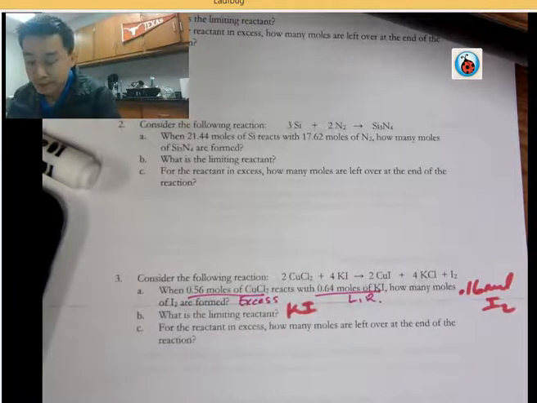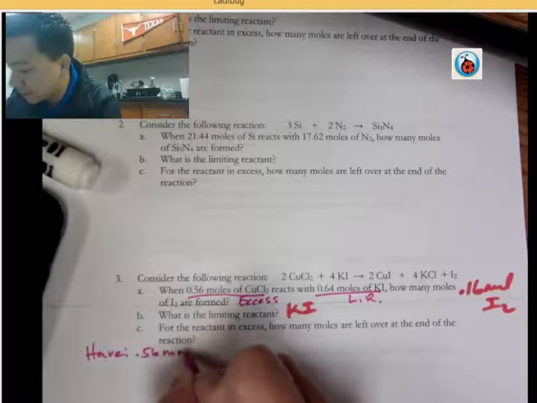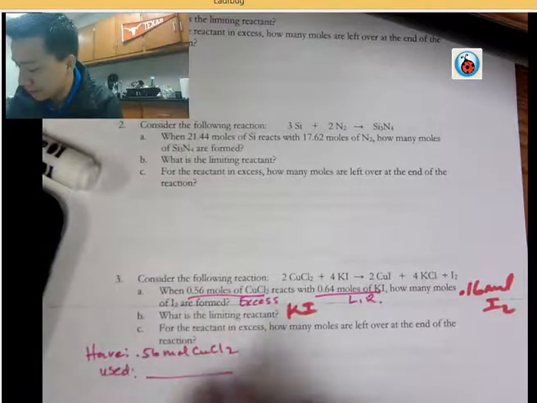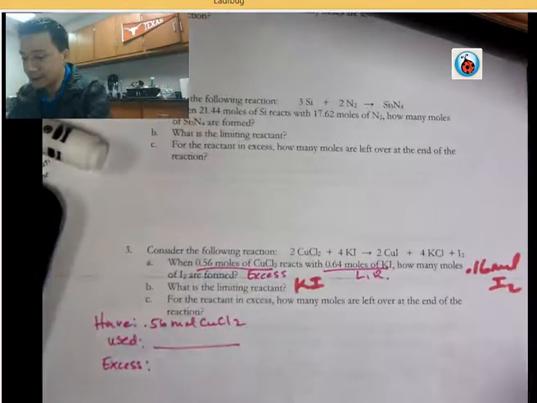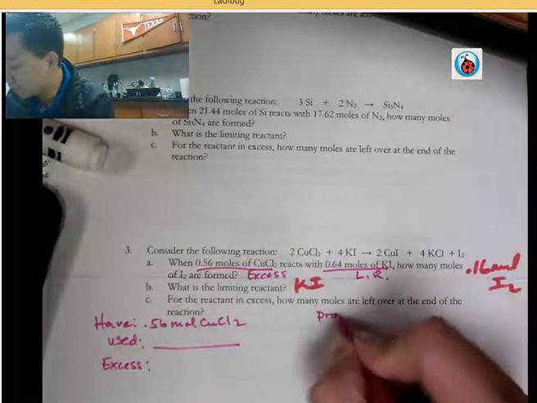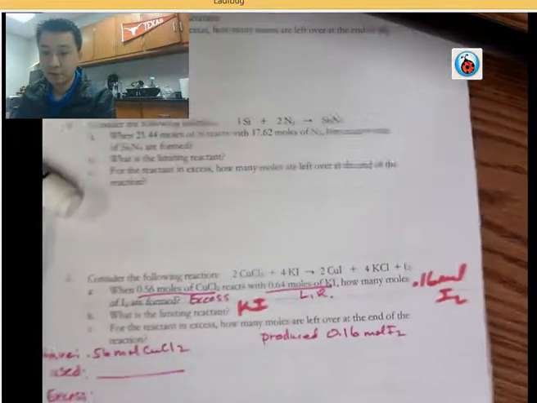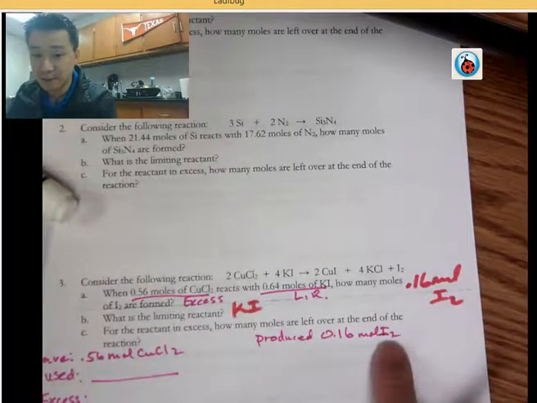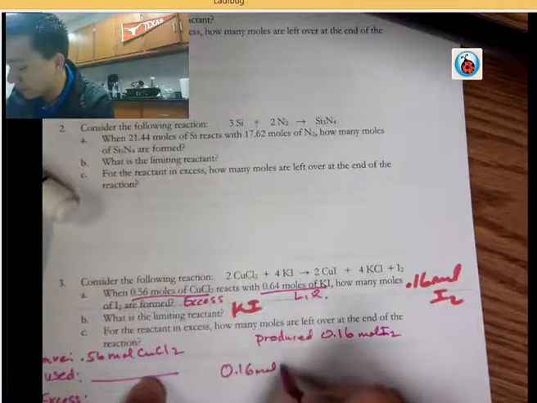In order to know how much extra there is, this is what we have. We have 0.56 mole of CuCl2. We need to know how much we used, so that we know the amount that's excess. How do we know how much we used? We produced 0.16 mole of I2. We produced that much. So we can use this information to find how much CuCl2 we used. So 0.16 mole of I2.